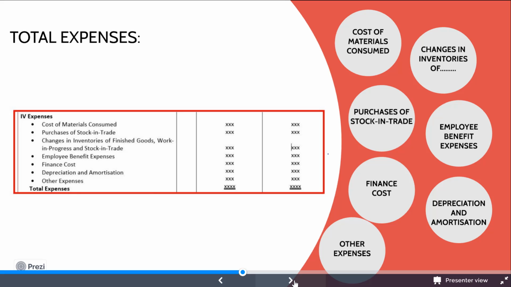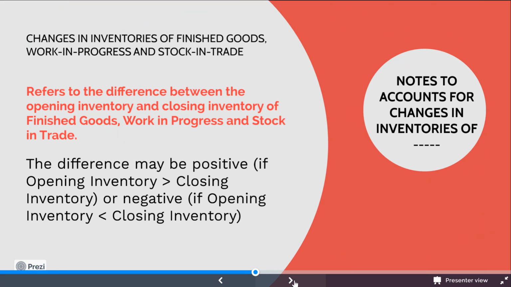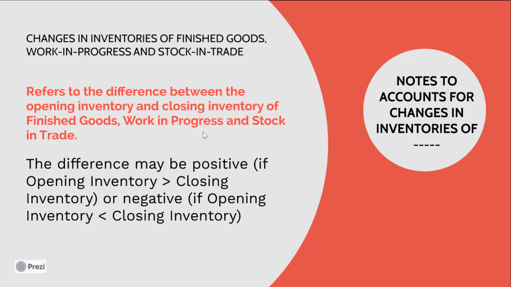The third item, changes in inventories of finished goods, work in progress and stock in trade. This refers to the difference between the opening inventory or the opening stock and closing inventory or closing stock of finished goods, work in progress and stock in trade. The difference will be a positive figure if the opening inventory is greater than the closing inventory, and it will be a negative figure if the opening inventory is less than the closing inventory.